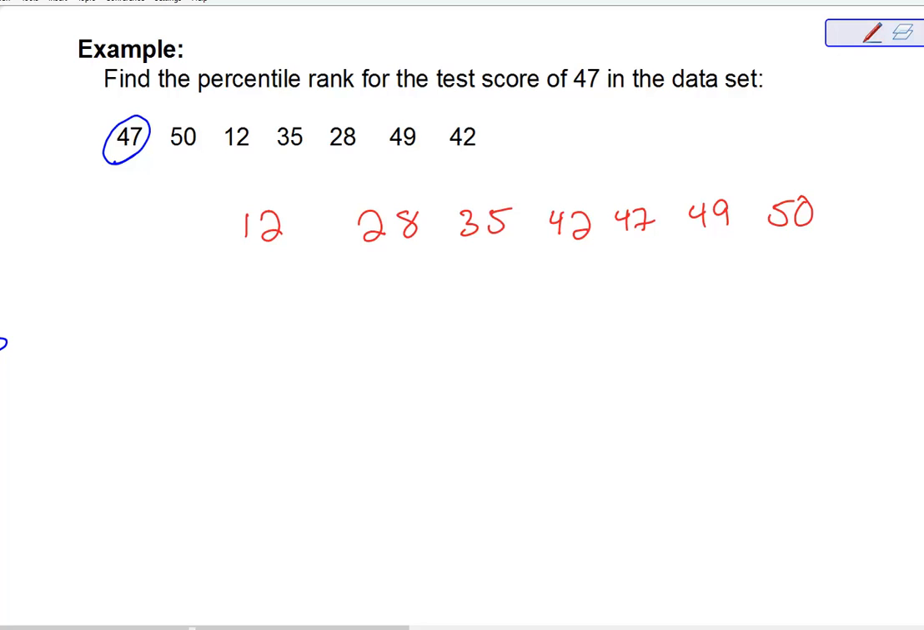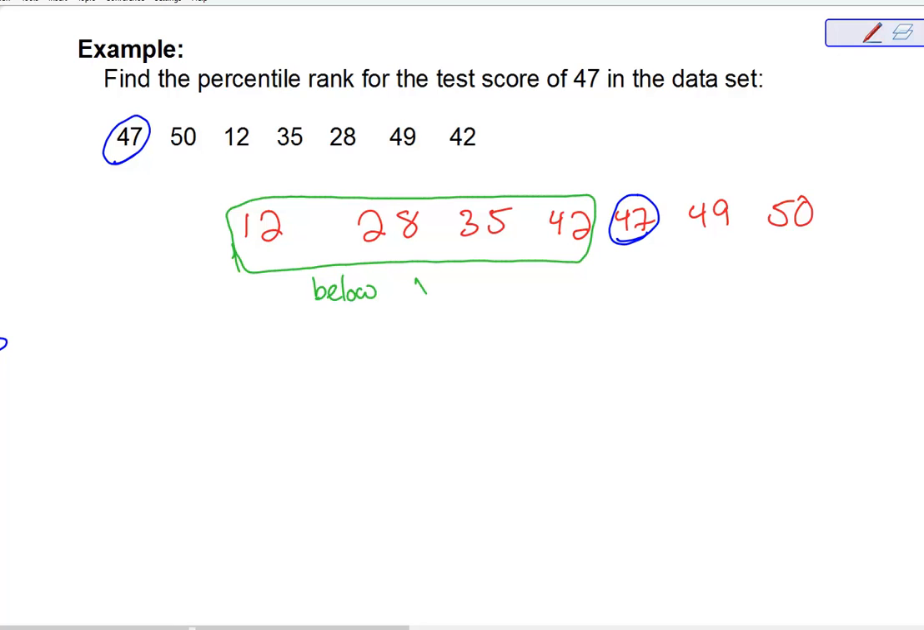And again, we're looking for the percentile rank of 47. So then I'm going to see how many numbers are below 47. These are all below my x. This is my x value. Okay? So there are 4 numbers below.